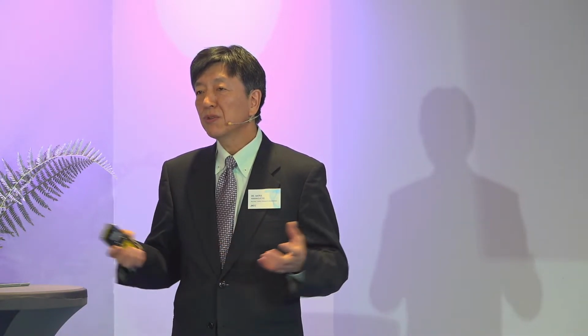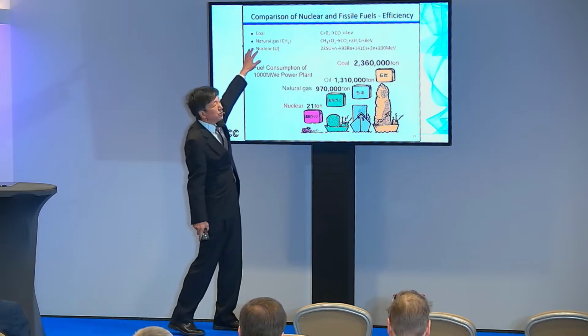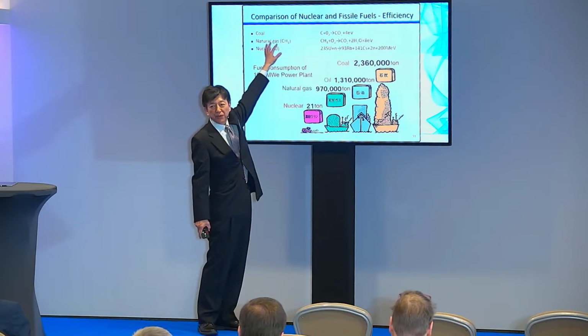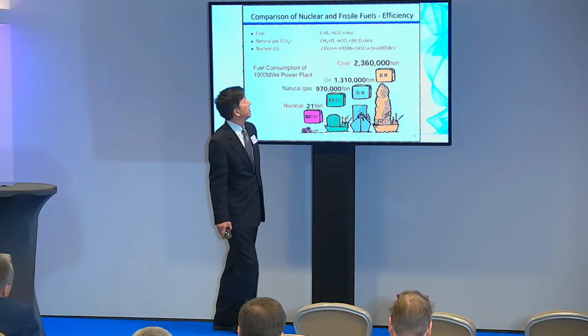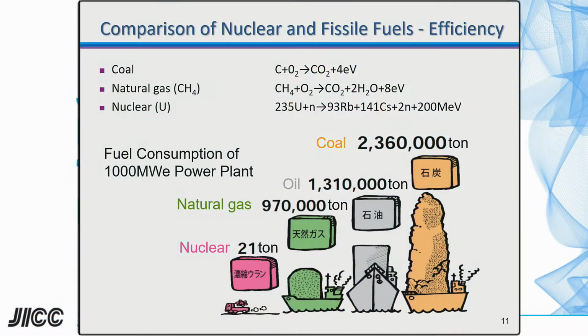Japanese government has decided to use nuclear energy because we have no natural resources, no oil, no natural gas, so nuclear energy is very important. It is more than 50 years ago, maybe 60 years ago. Why? Because you will see that if we use coal as the fuel in a thermal power plant, C plus O2 generates the carbon dioxide and 4 electron volt energy, right?